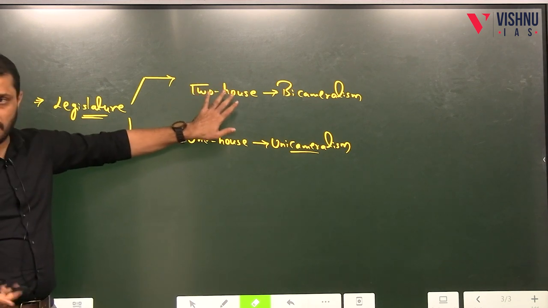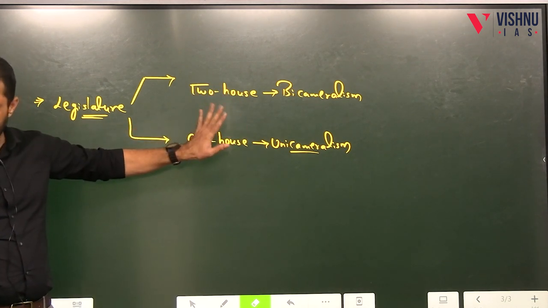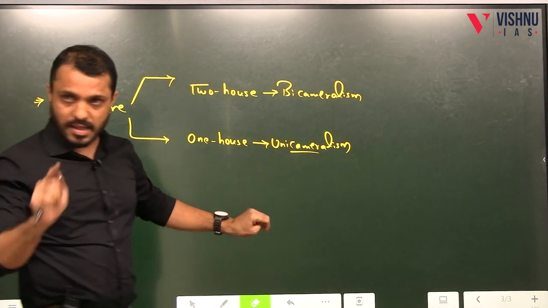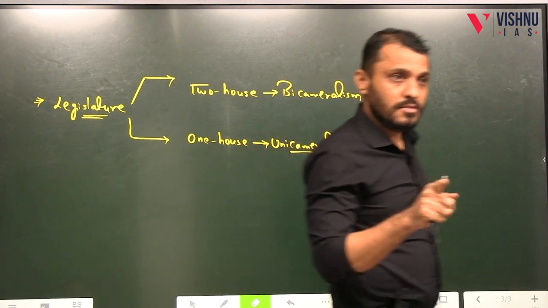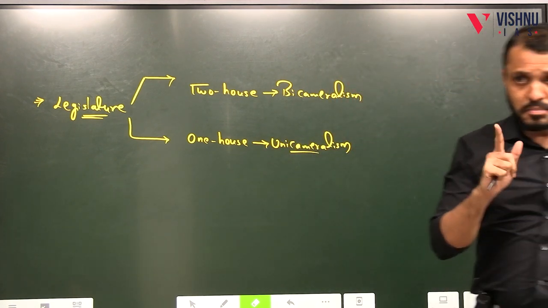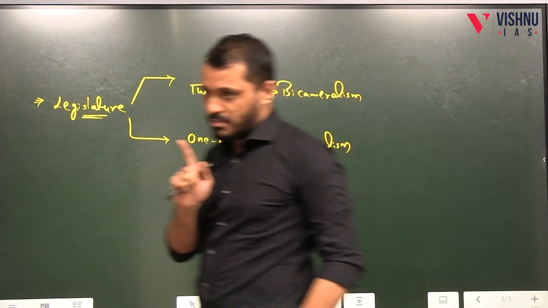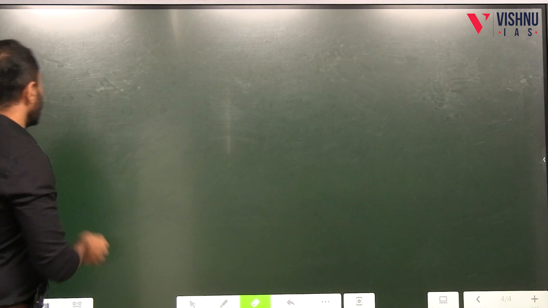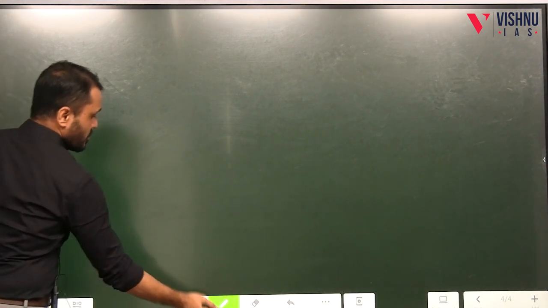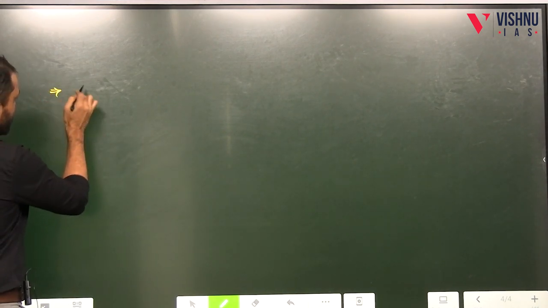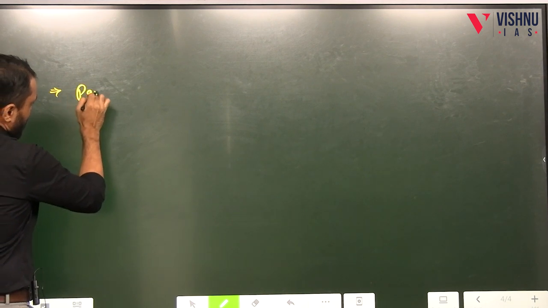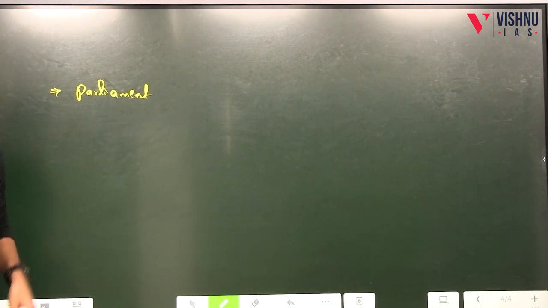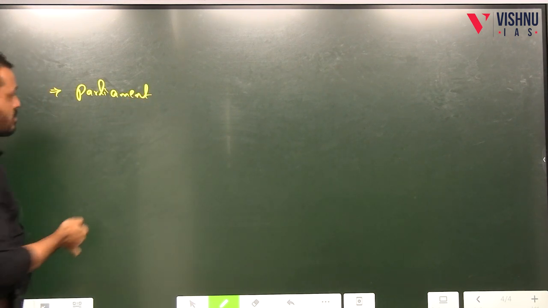So, now you know that bicameral means two houses, unicameral means one house. Parliament is always bicameral. State legislature is either unicameral or bicameral. That you have to remember. Very, very important. State legislature can be unicameral or bicameral. Parliament is always bicameral in nature. That means parliament always has two houses.